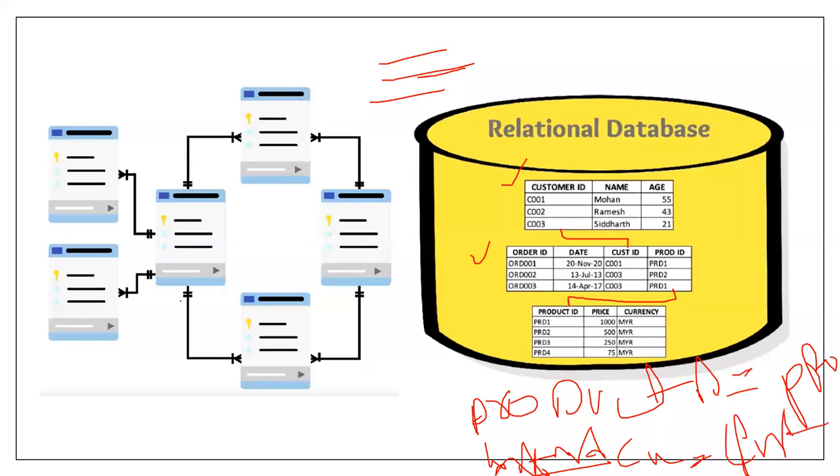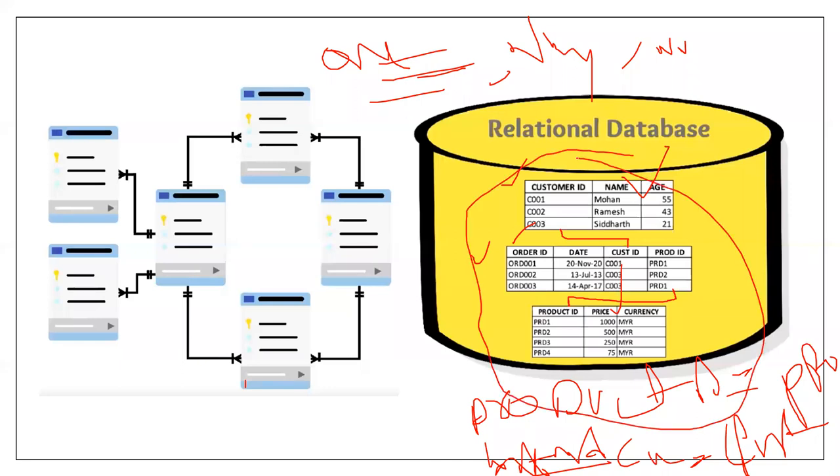Whatever columns I need, what are they? I need the order ID column; in the select statement we will put order ID. Then I need the customer name, so I will put the name column. Then I need the price column, I will put that. So that's the reason every table stored in the database has a relation to another table. That's the reason we call it a relational database management system.